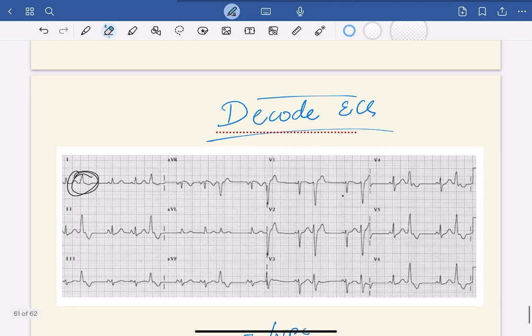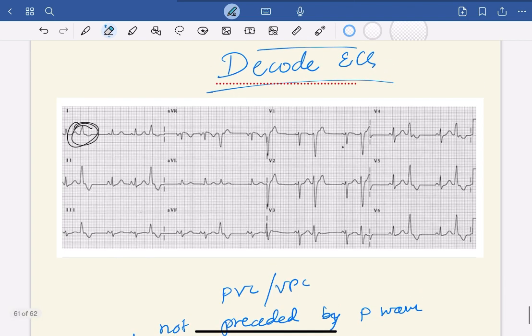Now after knowing that this is VPC or ventricular trigeminy, we have to locate where the focus is which is generating the VPC. See here, one thing that I want you to understand is all the VPCs are of the same morphology. They are not different, so they are unifocal. Now you have to locate the foci which is generating these VPCs. So how to do that?